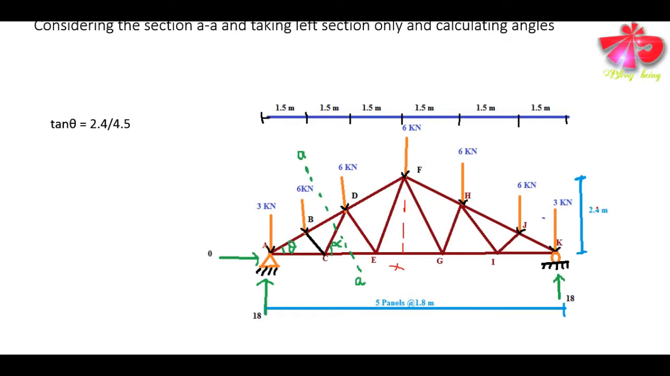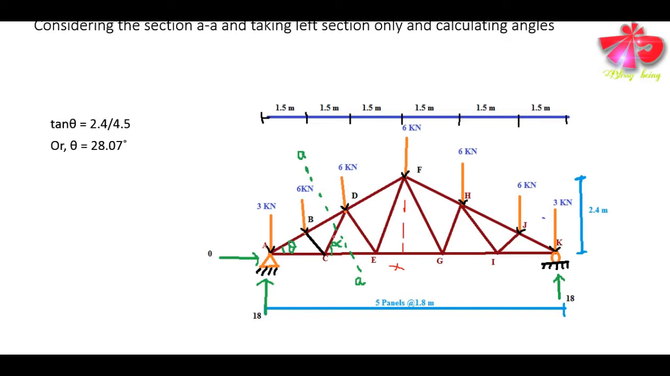The vertical distance is 2.4, and the base can be easily determined. This is 9 meters, and this will be exactly half of 9 meters, that is 9 by 2, 4.5 meters. So tan theta is given by 2.4 by 4.5. Then the value of theta shall come out to be 28.07 degree.